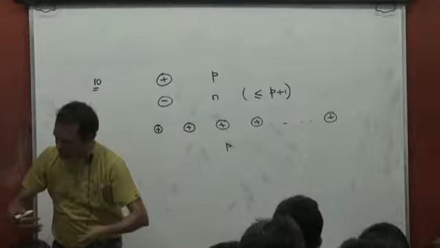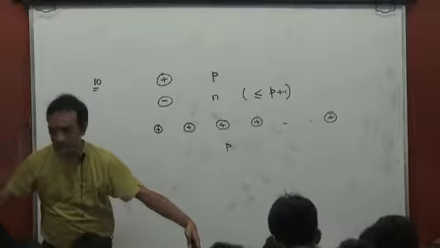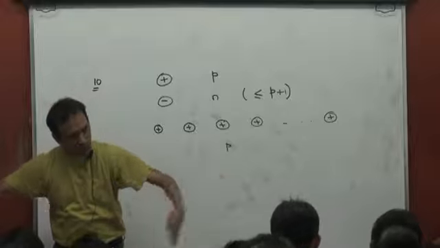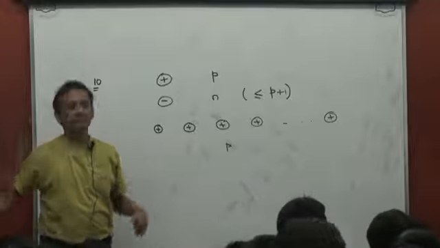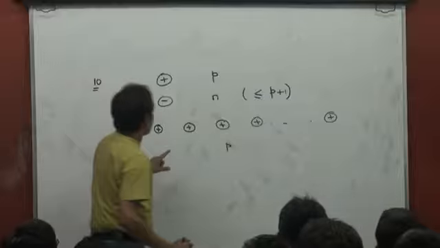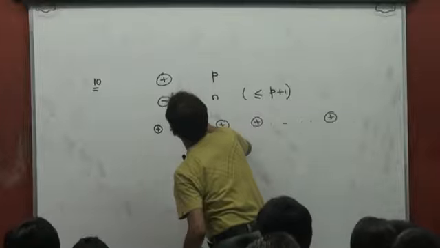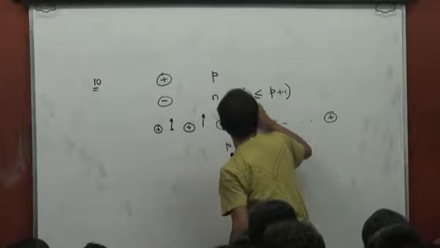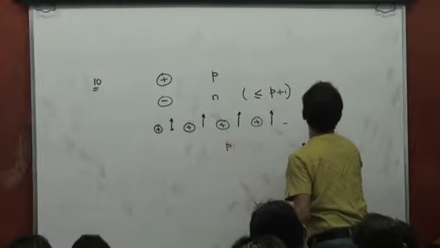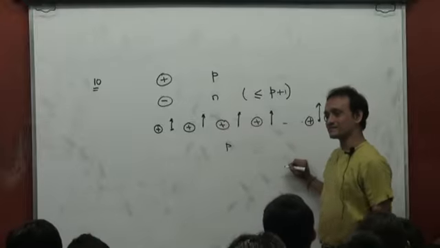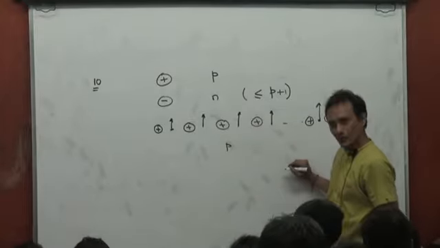There is only one way in which I could arrange the P positive signs, right? Yes or no? Now, the negative signs can appear only in these spaces. Only in these spaces. Yes or no?